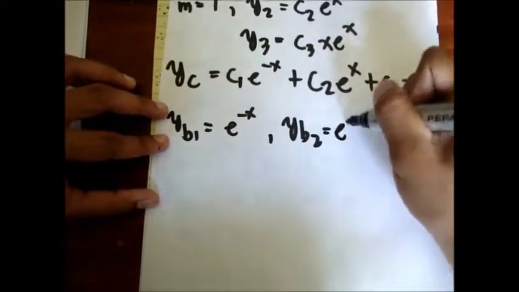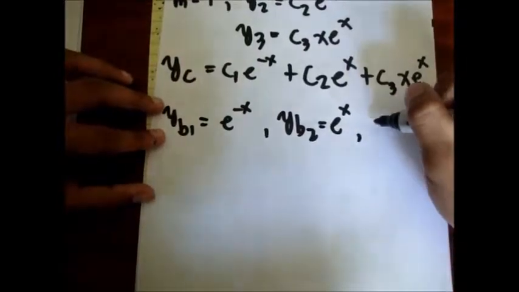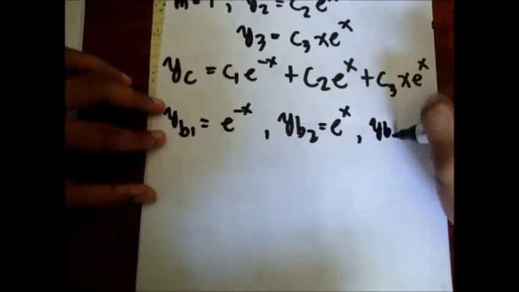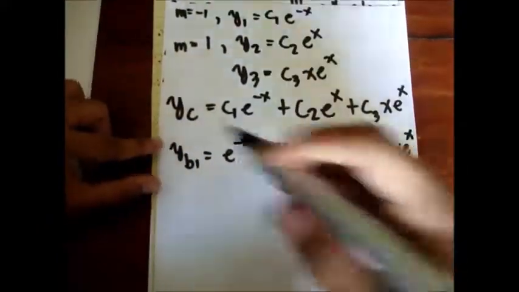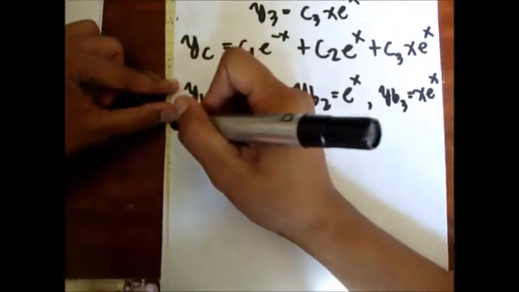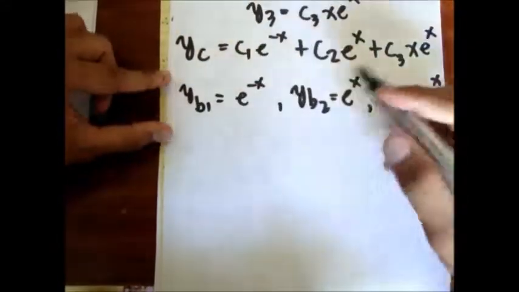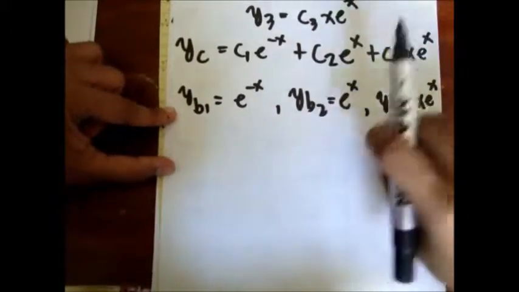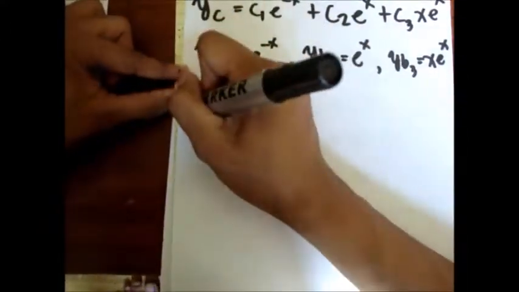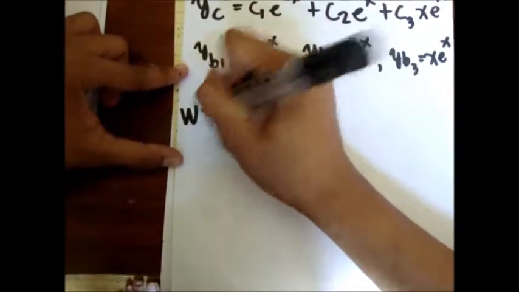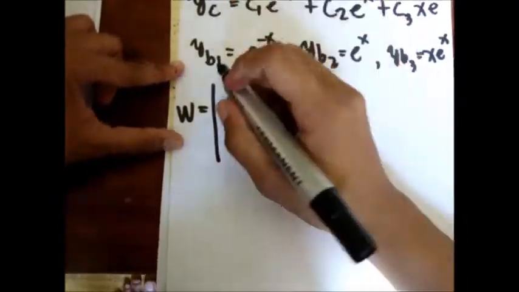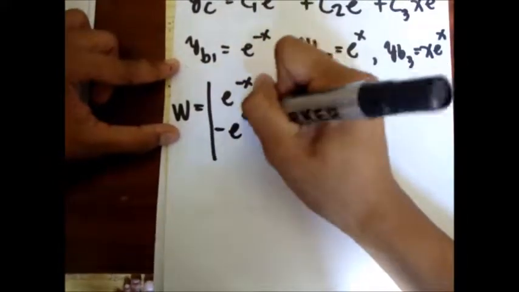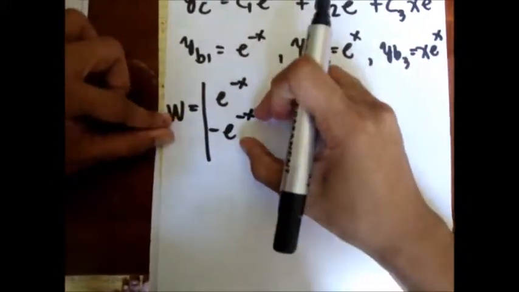y2 equals e raised to x. Then our y3 equals x e raised to x from these values. So, using the Wronskian matrix of y1, y2, and y3, we will solve for our W, which is e raised to negative x, then negative e raised to negative x. We already derived this.